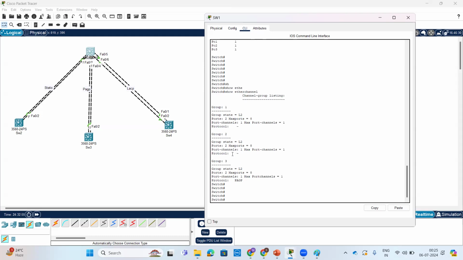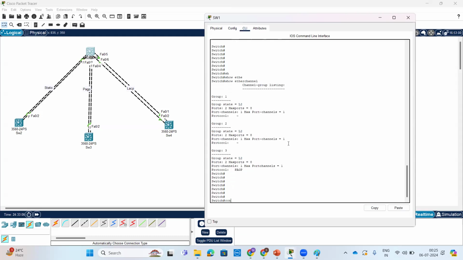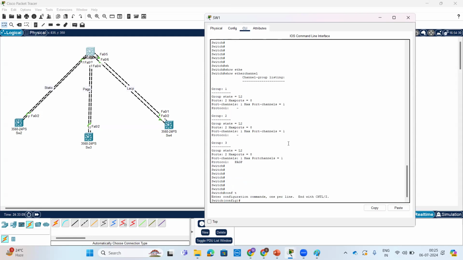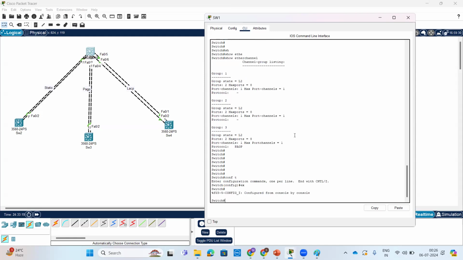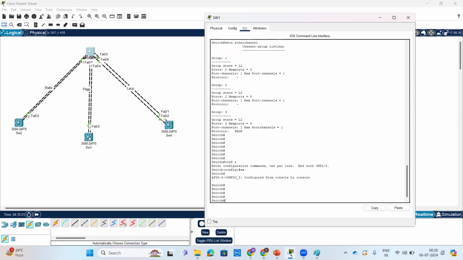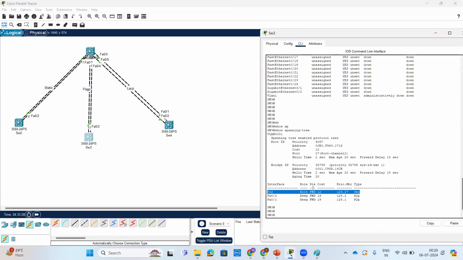We configured. Here you can assume one PAgP it is showing. Something error is there. Why is it not showing? So config terminal. So how will we remove the port channel? How will we remove the port channel? Once we remove and enable the port channel, then it will be up, because I configured here earlier auto and auto mode. So that is the mistake I did. So that is the reason it is not coming.